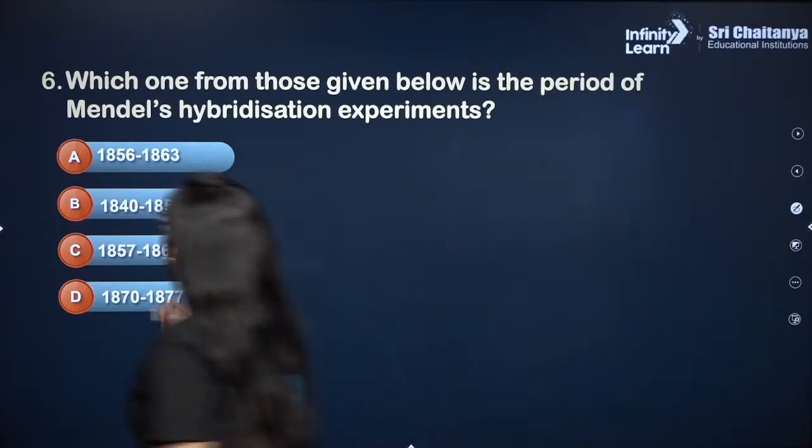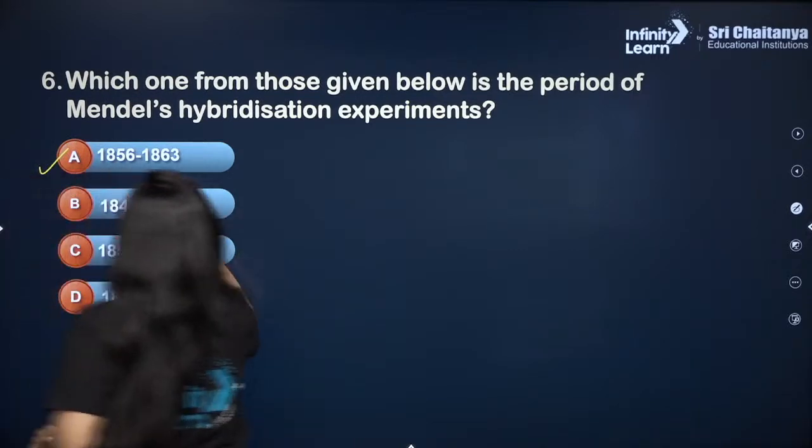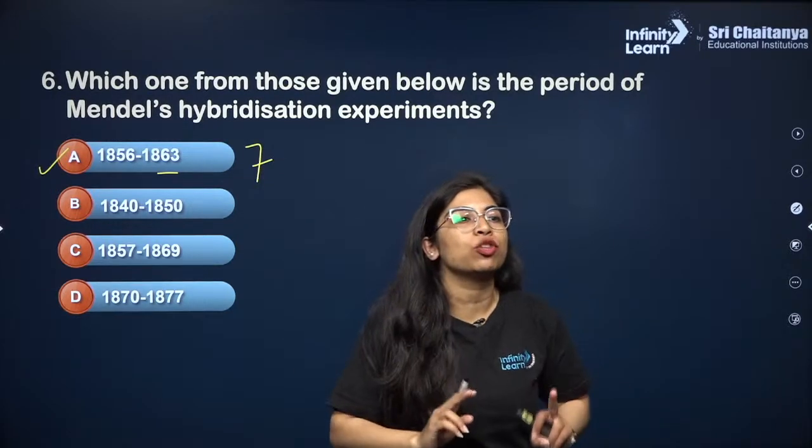The answer to this question is option number A. He did the experiments from 1856 to 1863, which is a span of 7 years. He did the experiments on garden pea.